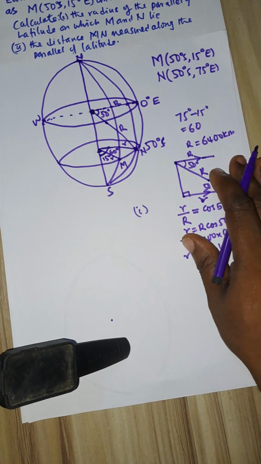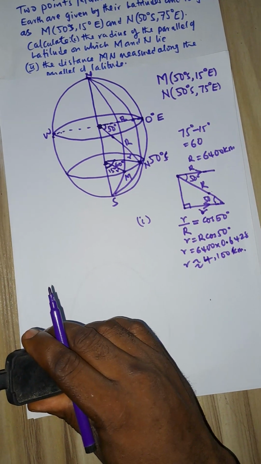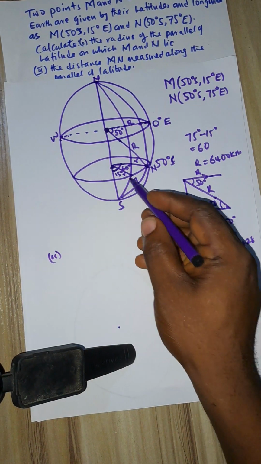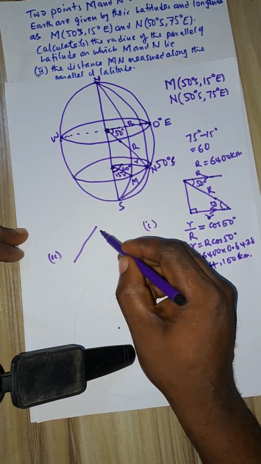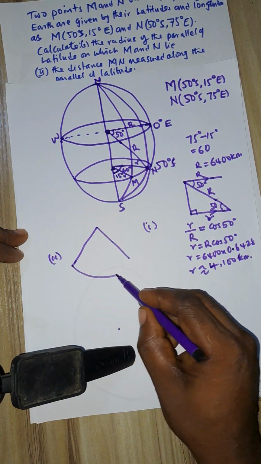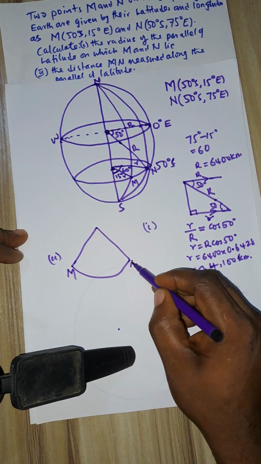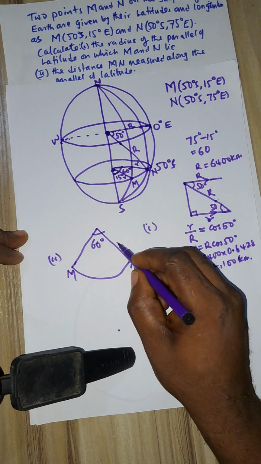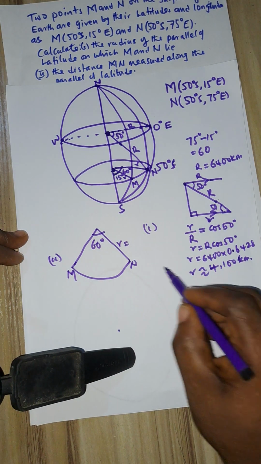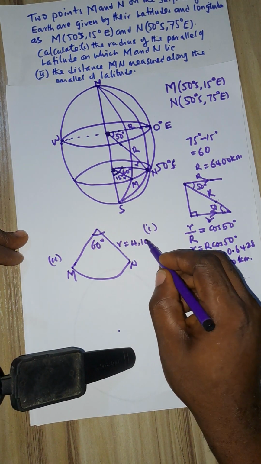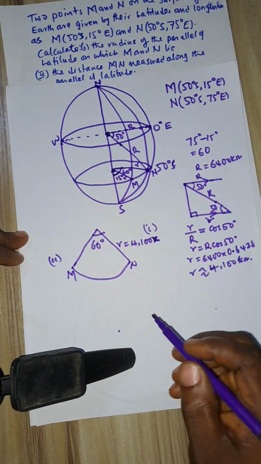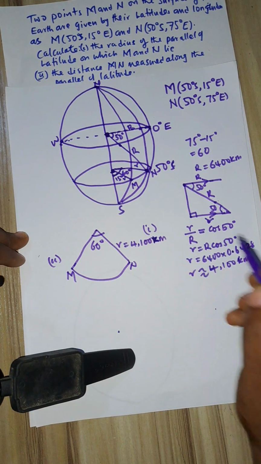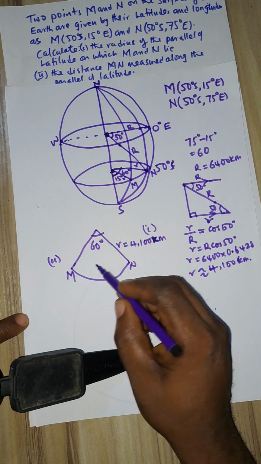Question number 2, we should calculate the distance MN. So we are having a situation like this, an arc. This is M, this is N, this is 60 degrees, and this is r, which is 4,100 kilometers.